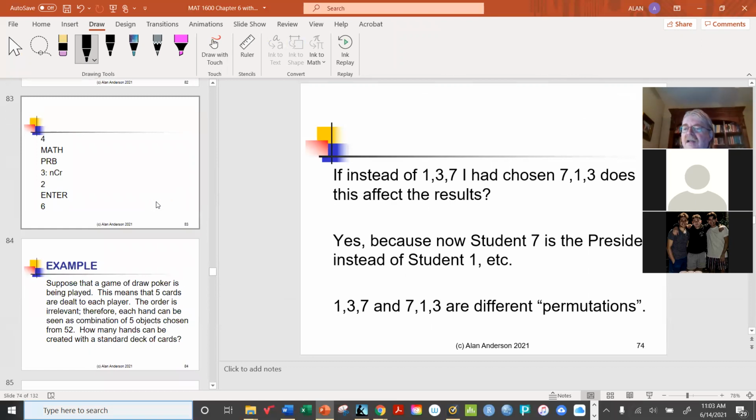We don't need that for this class. I just wanted, for completeness' sake, for you to see that there also exist permutations where the order does matter, and they have their own separate formula.